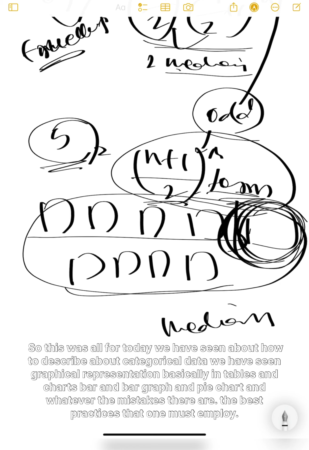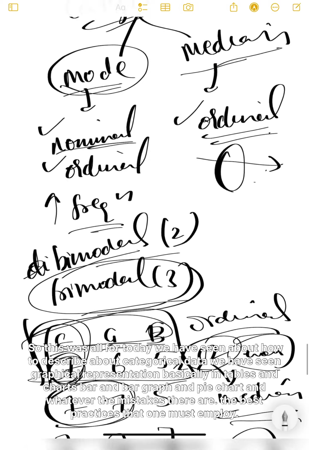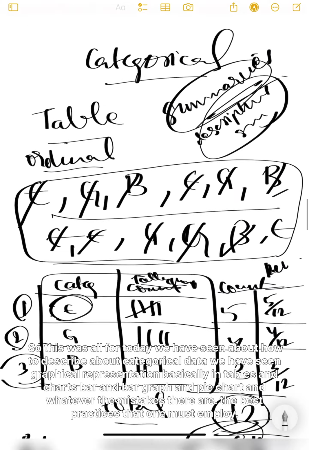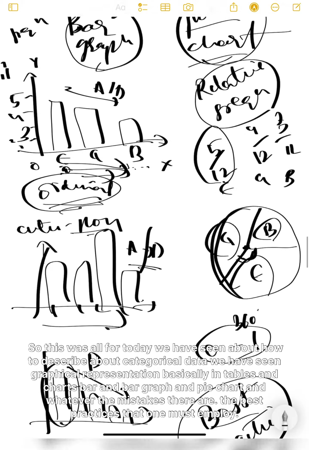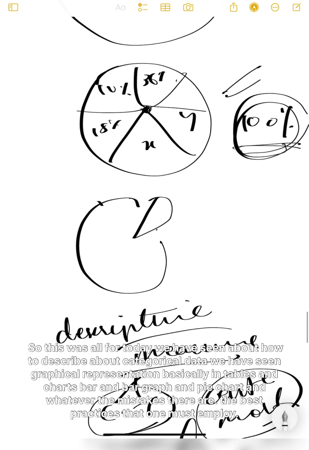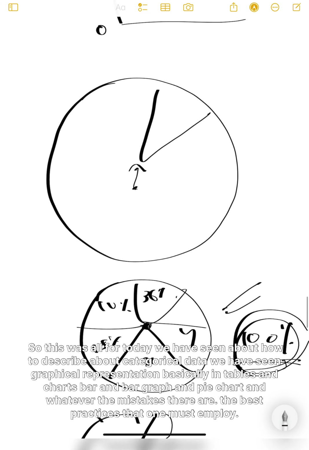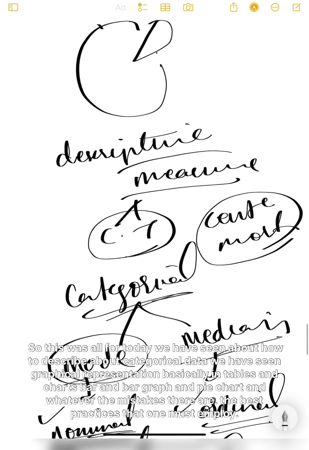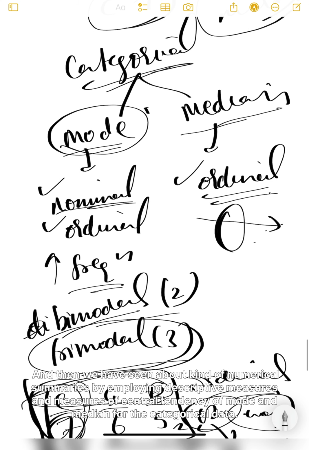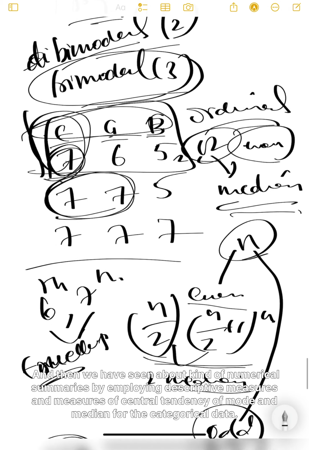So this was all for today. We have seen how to describe categorical data. We have seen charts, graphical representation basically in tables and charts, bar graph and pie chart, and the mistakes there are, and the best practices that one must employ. And then we have seen numerical summaries by employing descriptive measures and measures of central tendency, mode and median, for categorical data.